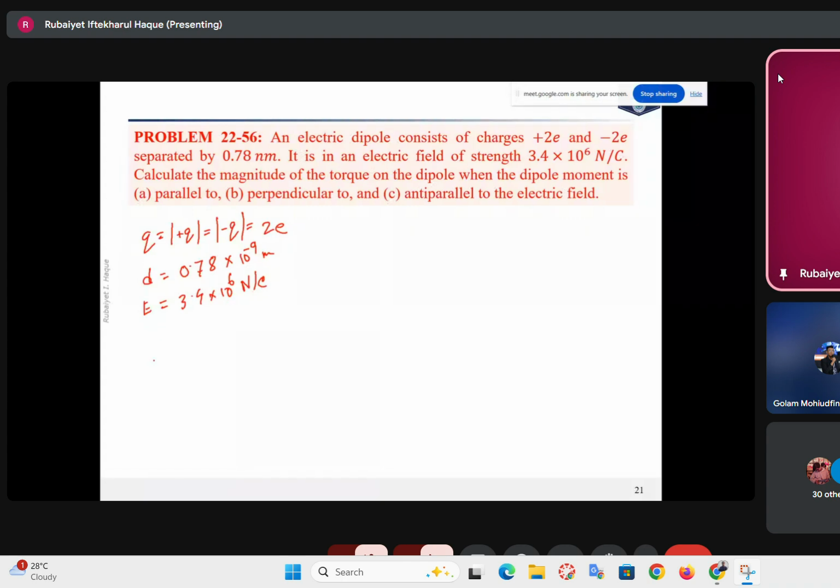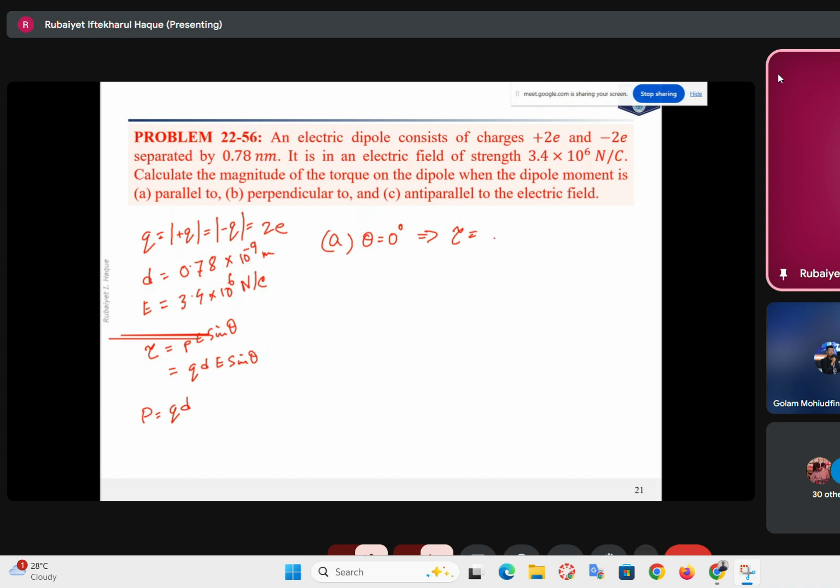Now, what do we know about the torque? Torque is pE sin theta. This is what we know. So if we have all the components, we can write qdE sin theta. I made it simpler: we know p equals qd, so from there it becomes pE sin theta. Now the first one, a, parallel. Parallel means theta equals 0 degrees. So theta equals 0 degrees means your torque equals what?